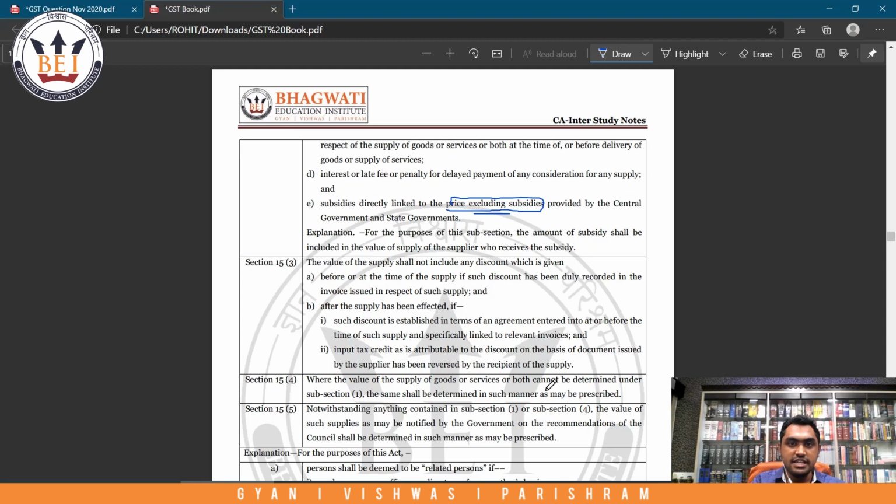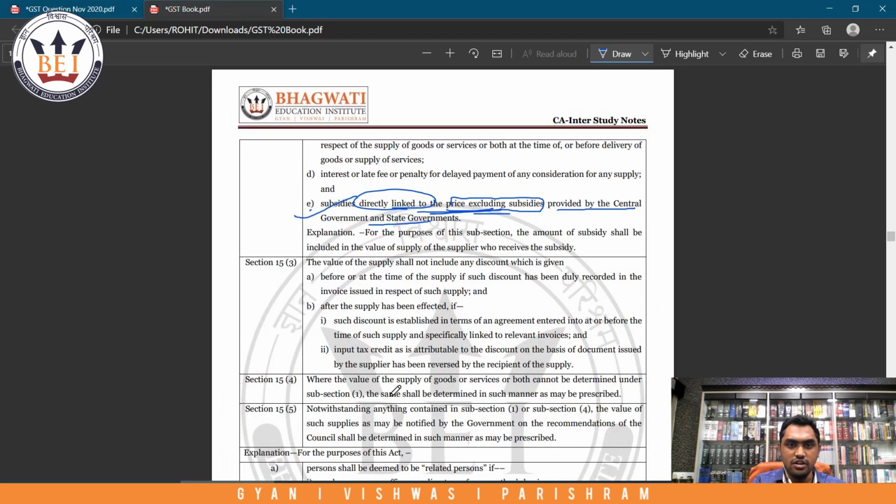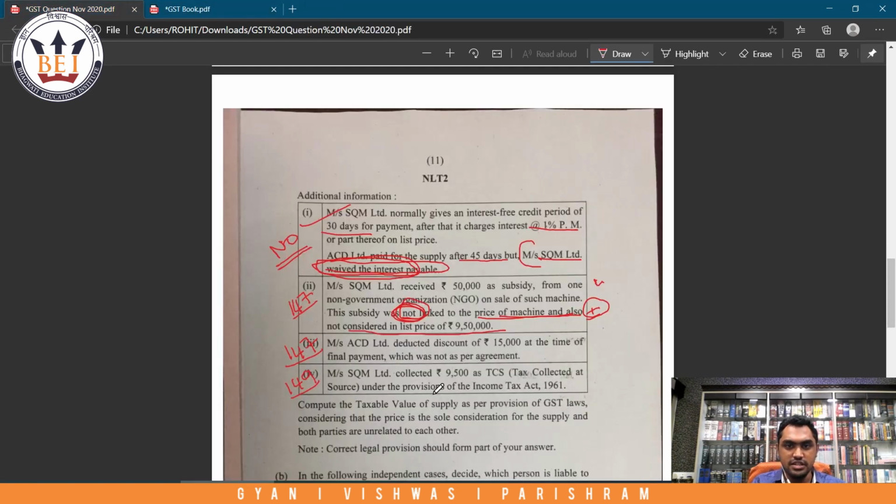Subsidy is directly linked to the price, excluding subsidies received from central government. So it should be directly linked to the price. And if you have received the subsidy from central government or state government, you don't have to add. Here the subsidy is received from a non-government NGO and it is not linked to the price. So there is no adjustment for this. It is a general subsidy.